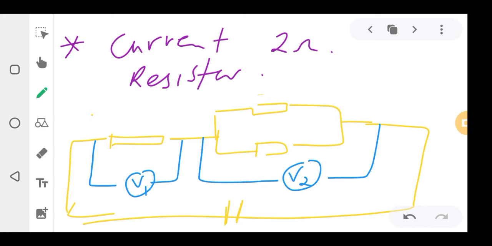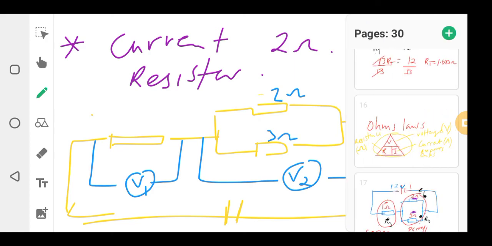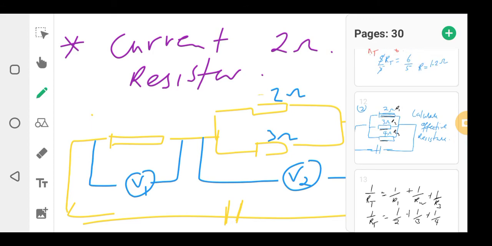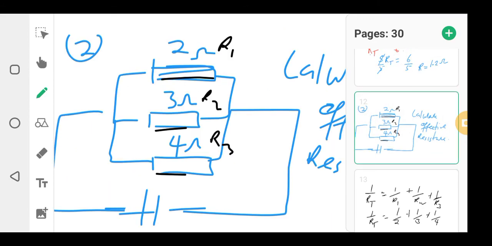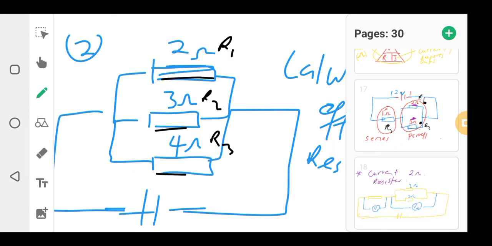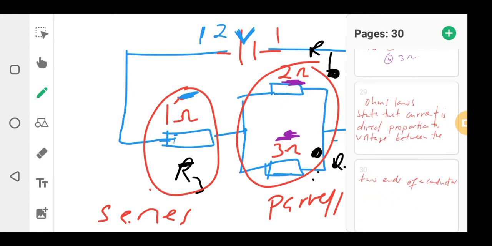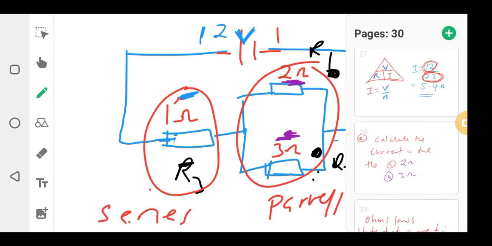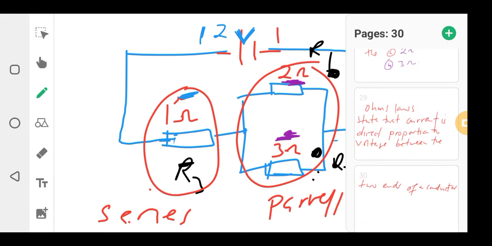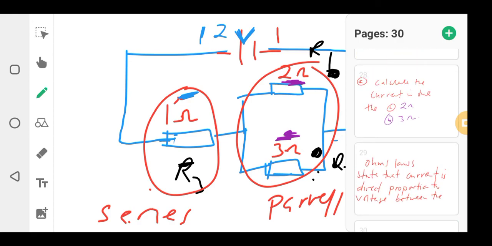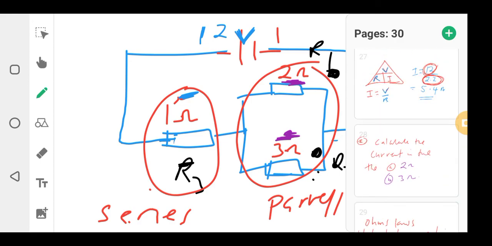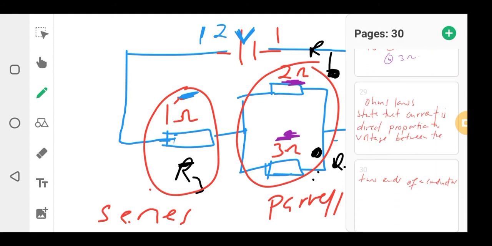Voltage 2 is for the 2 ohm resistor and the 3 ohm resistor. Voltage 1 is for the first resistor. According to the diagram, what was the first resistor? The first resistor was 1.